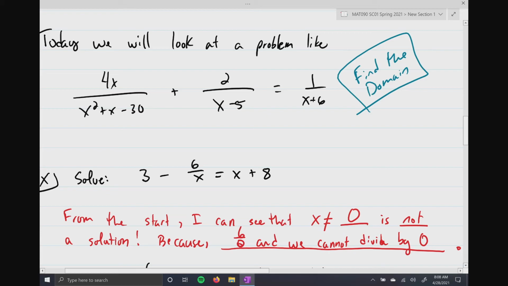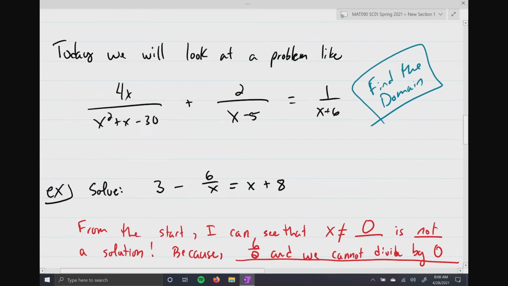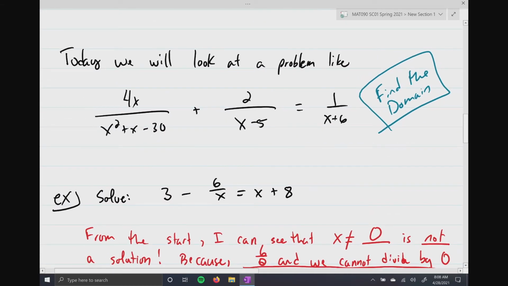So from the start of this problem right here, I can see x cannot equal 5, because if x equals 5, I get a 0 right there and the whole problem breaks. Also, x is not allowed to equal negative 6, because if x is negative 6, I get a 0 in the last fraction and that whole problem breaks.